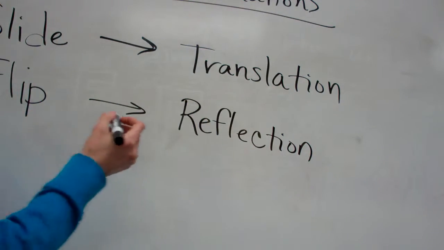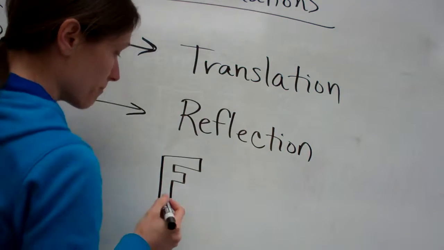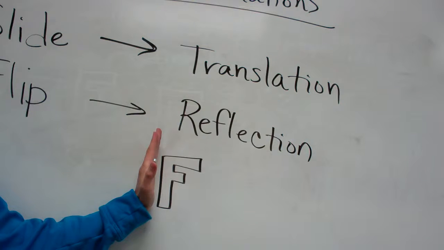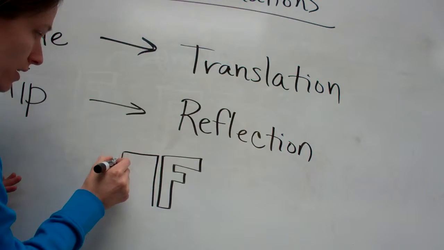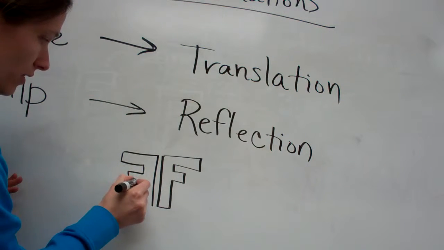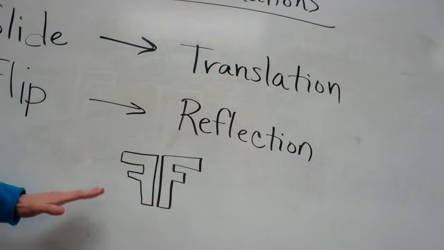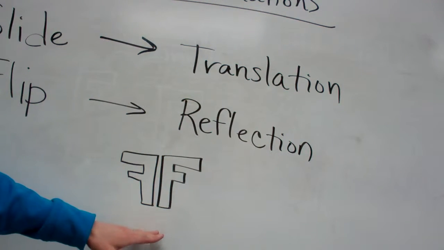So let's take my F, and if we were to put a mirror right here, it would be the other way. What would it look like? Yeah, the other way. You're exactly right. It would look like a mirror image, but the other way. It would look something like that. It's not congruent because I'm not perfect, but this is a reflection in math.